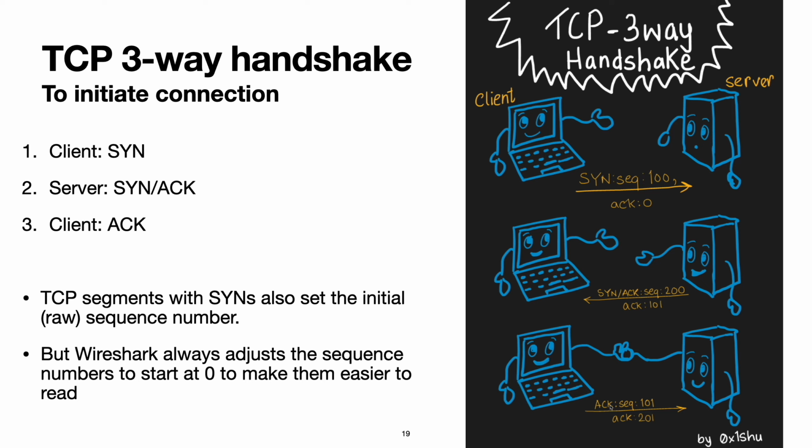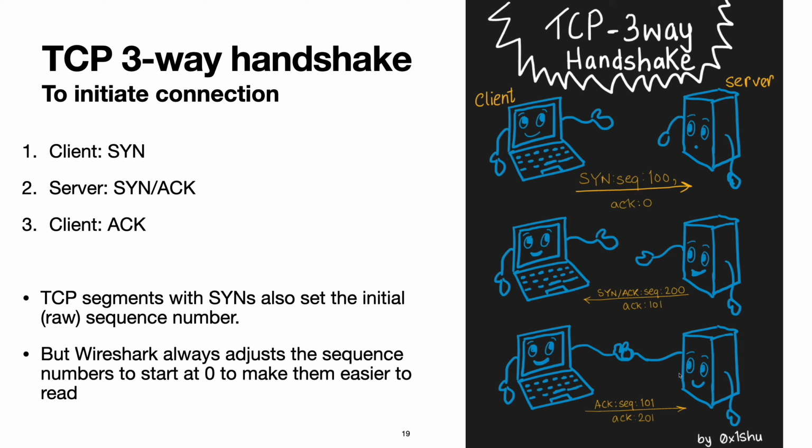Then the client responds to the SYN ACK with just an ACK, and it says its sequence is 101. So the next byte of data I will send will be 101. And then the ACK flag is acknowledging the sequence number that the server sent. So, hey, you sent me sequence number 200, so I'm going to send you acknowledgment 201, meaning the next byte I expect to receive is 201. These 3 segments don't actually have any data in them. They are just used for the initial setup.